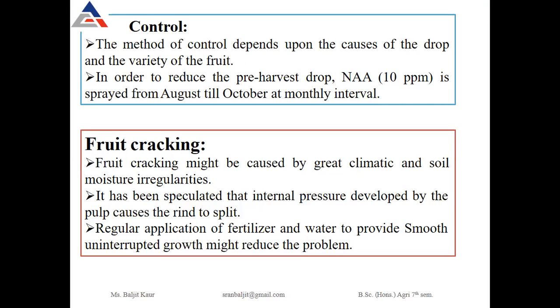Regular application of fertilizer and water to provide smooth, uninterrupted growth might reduce the problem, right? So to reduce this problem of fruit cracking, we have to apply the proper dose of fertilizers, and we have to apply water at regular intervals so that fruit cracking can be avoided.